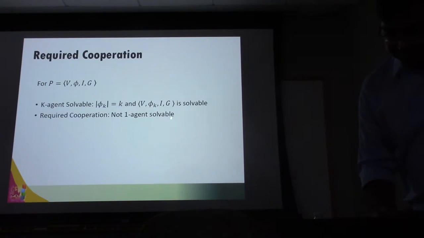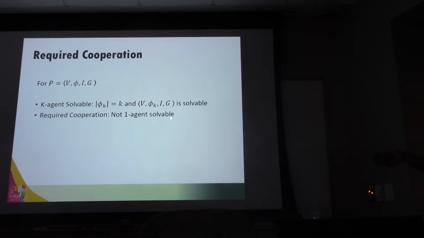Now, coming back to required cooperation, we will say that a given planning problem is K-agent solvable if we can come up with a subset of K agents from the set of all agents that can solve this problem. And we will say the problem has required cooperation if it's not one-agent solvable. So there is no single agent that can solve the entire problem.